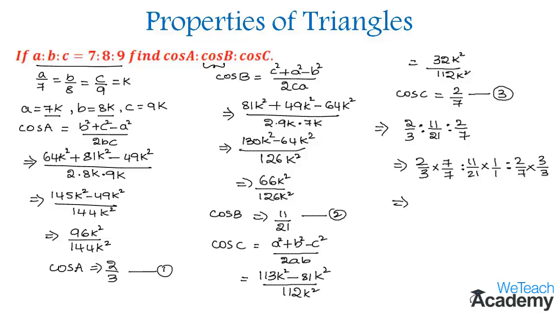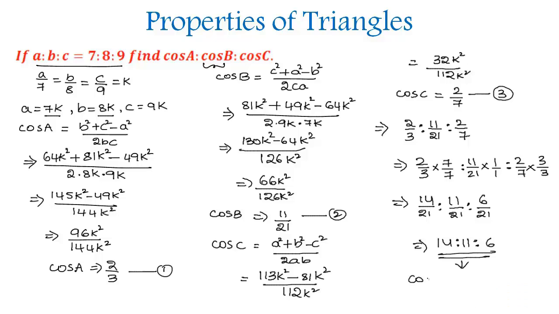By multiplying all the terms we get 14/21 is to 11/21 is to the next fraction, which is 6/21. Here these are the fractions with the common denominator. So the ratio is 14 is to 11 is to 6, which is the ratio cos A is to cos B is to cos C.